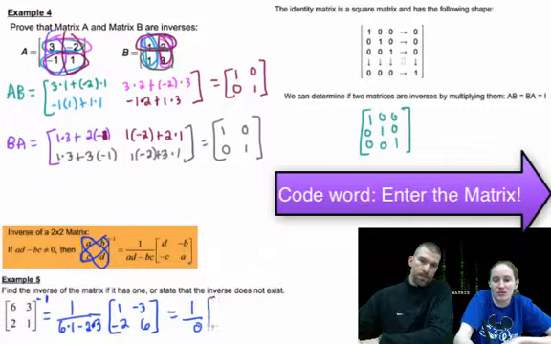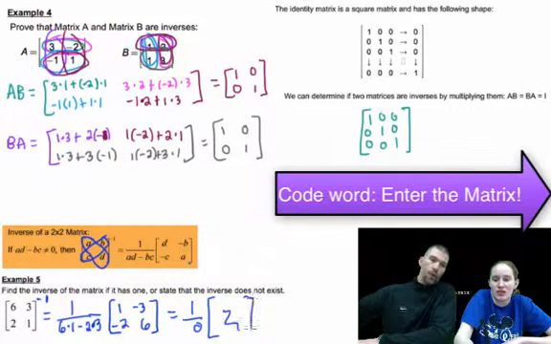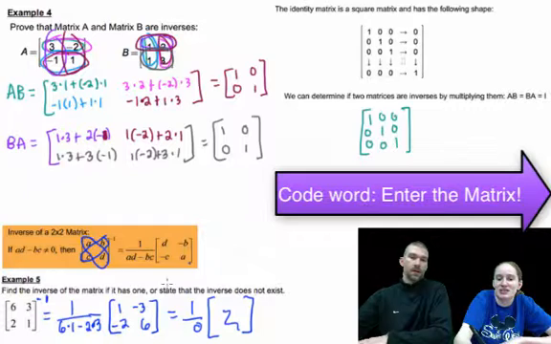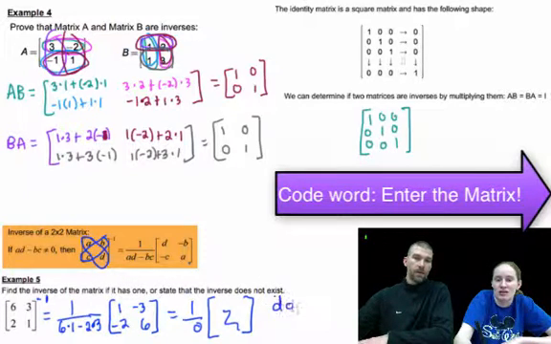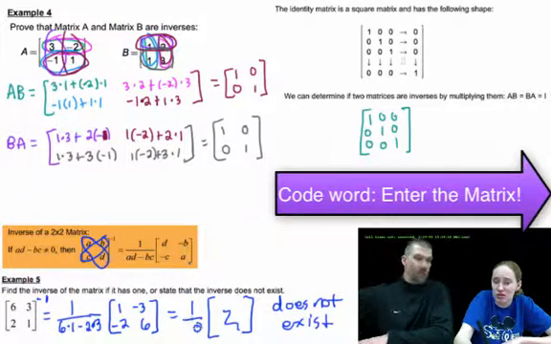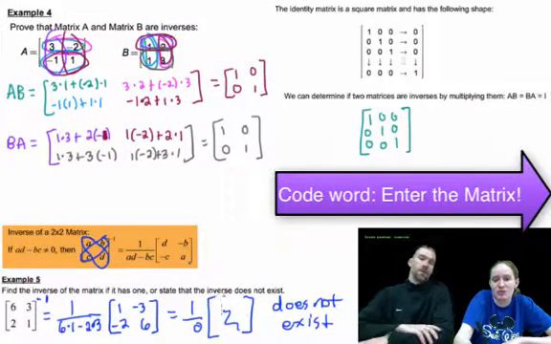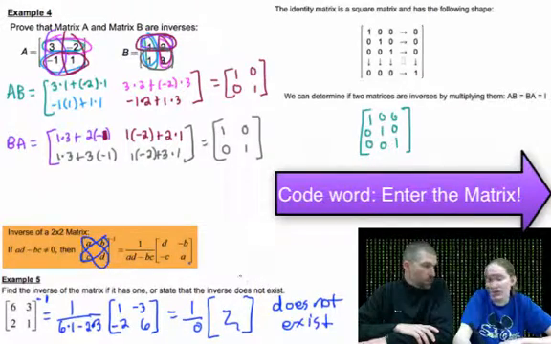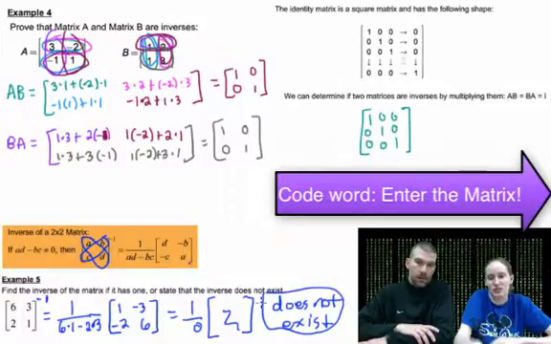Oh no, that gives us a 0 on the bottom. See how it says find it if it has one or state it does not exist? This one does not exist. If it did exist, we would have gotten something like 1/3 or -2, and we would have had to distribute it into our matrix. But this one does not exist.